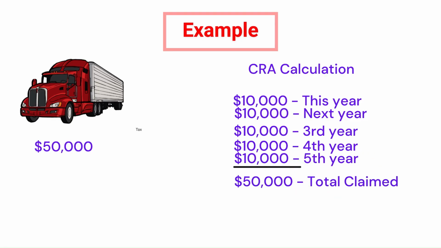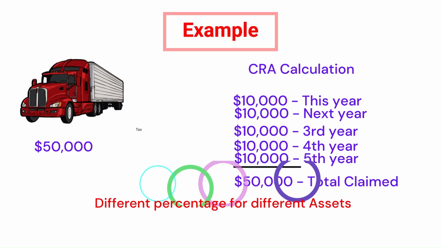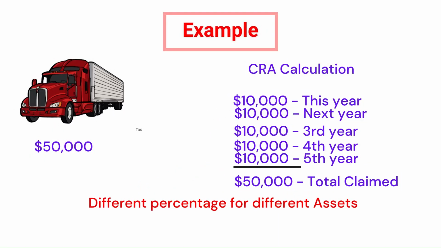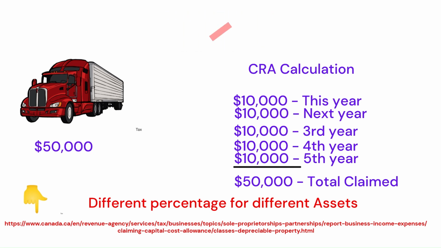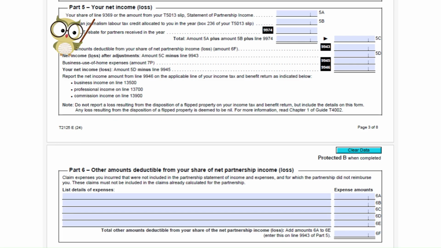This breakdown is called CCA. And CRA has a different percentage calculation for each type of investment. The percentage and details can be found on CRA's website. I've dropped the link below for the CRA website, and a link to my video explaining them in detail. Let's move to the next part of this form.